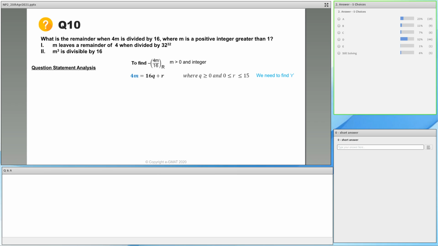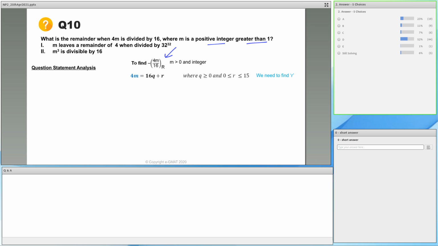Question is clear. What is the remainder when 4m is divided by 16? I don't know what m is. All I know is it's greater than 1. It's a positive integer greater than 1. So I'm concerned with what happens when 4m is divided by 16. What is the remainder? Simple. So far, so good.